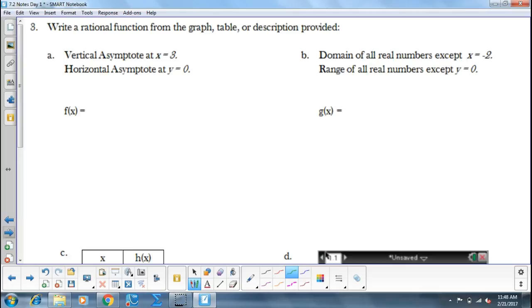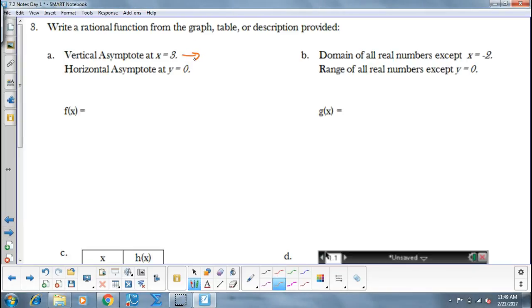And if you follow those 7 steps every single time, you're golden. Okay? All right, so now, number 3 says, write a rational function from the graph, table, or description provided. Part A says it has a vertical asymptote at x equals 3, and it has a horizontal asymptote at y equals 0. Well, we've just done 7 or 8 different ones that had horizontal asymptotes at y equals 0, right?